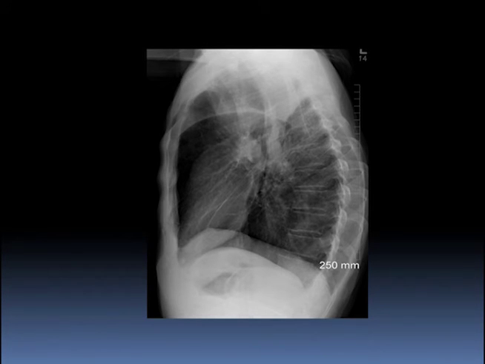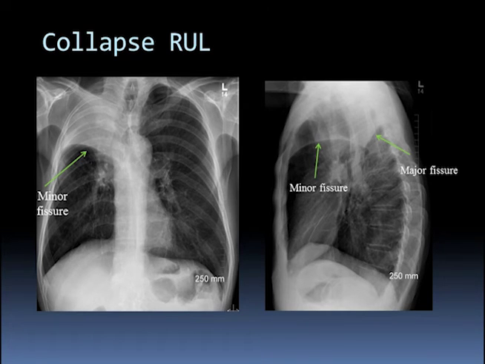This is what it looks like on the lateral view. On the lateral view, if you look at the top of the lung, we can see two lines. One of those lines is the minor fissure, which is elevated, and the second line is the major fissure. And above this is this white area, which is the area of collapse. Okay, so that's what it looks like on PA and lateral view. This is a right upper lobe collapse with many of the signs.